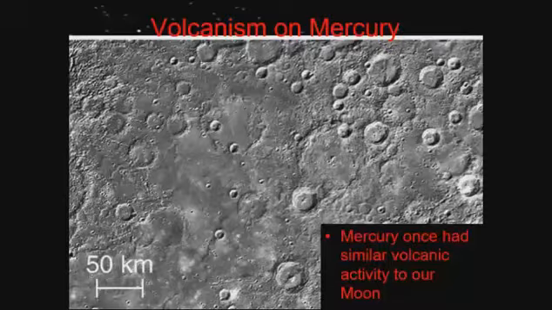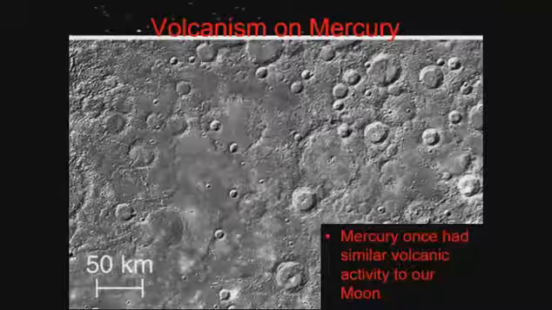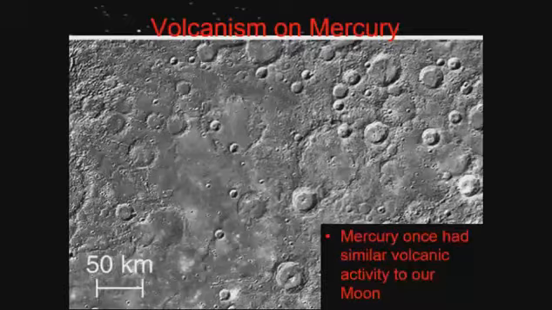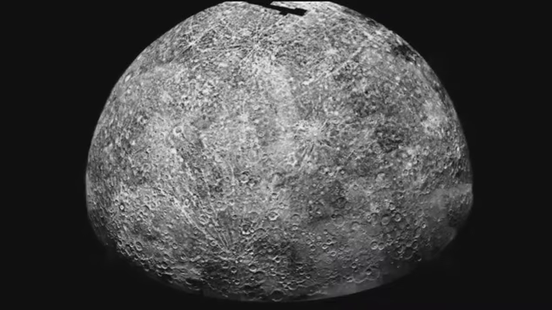So Mercury, it's believed, once had similar volcanic activity to our own moon. A lot of the surface of Mercury seems to resemble the moon. You would be forgiven for thinking this is the moon in a close-up, because this is the kind of material and the kind of landform that we see when we look at the moon. So Mercury and the moon seem to have similar geological activity.